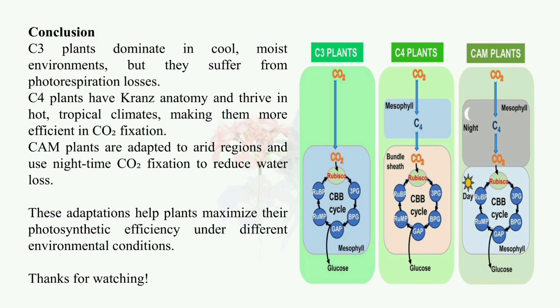C3 plants dominate in cool, moist environments, but they suffer from photorespiration losses. C4 plants have Kranz anatomy and thrive in hot, tropical climates, making them more efficient in CO2 fixation. CAM plants are adapted to arid regions and use nighttime CO2 fixation to reduce water loss. These adaptations help plants maximize their photosynthetic efficiency under different environmental conditions.